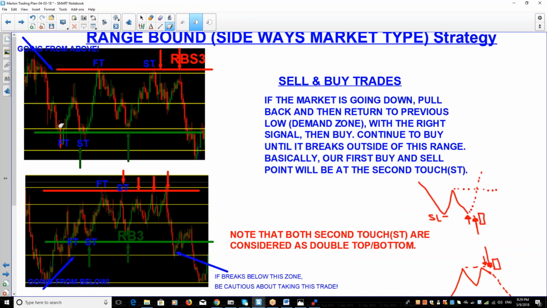As I said, these overlap. Now, look again. We've got the first touch of the zone. Pull back. Come back to this zone. Now that's my first touch.